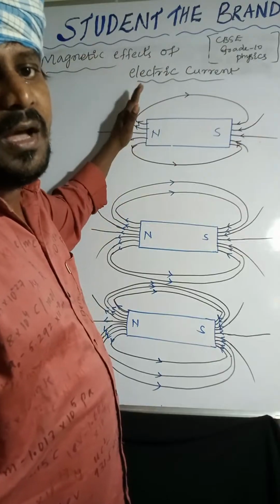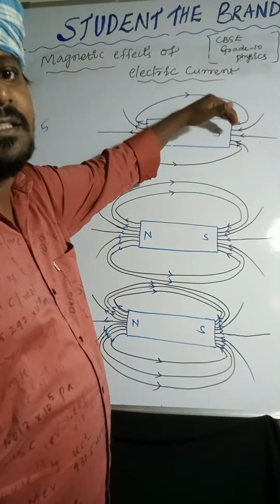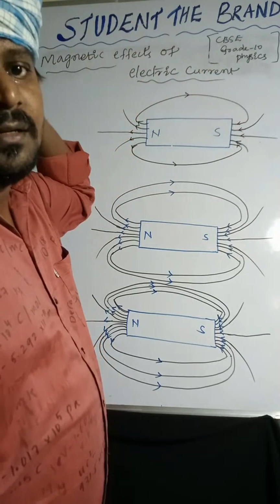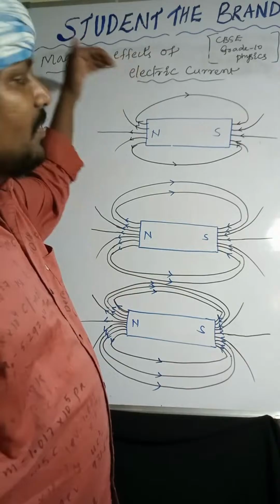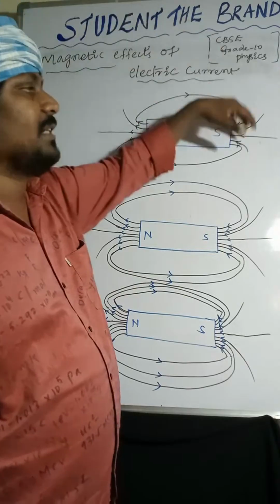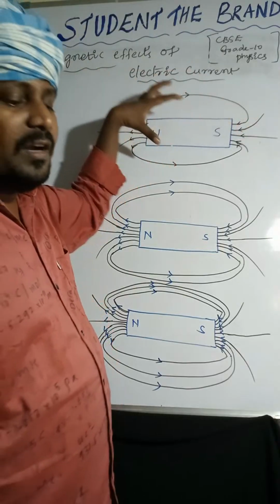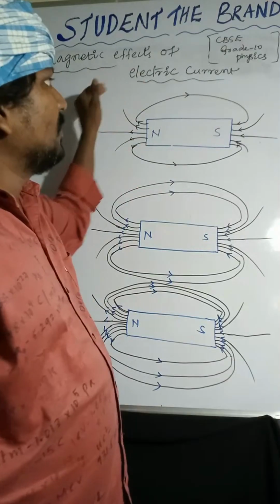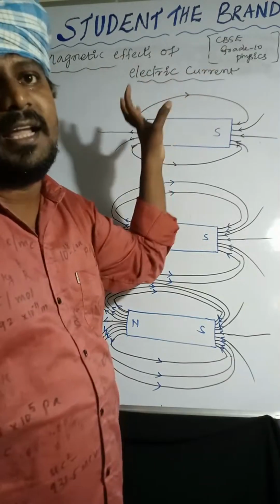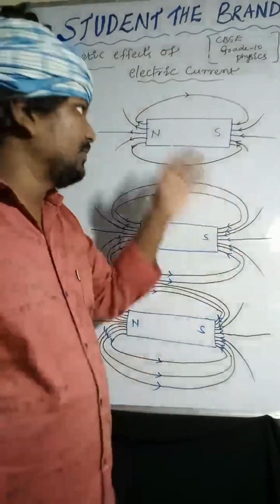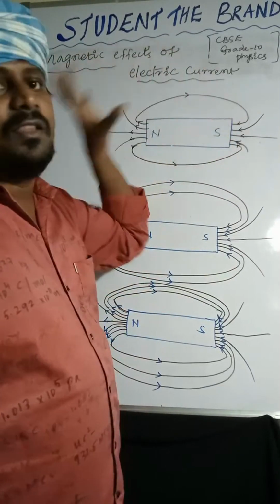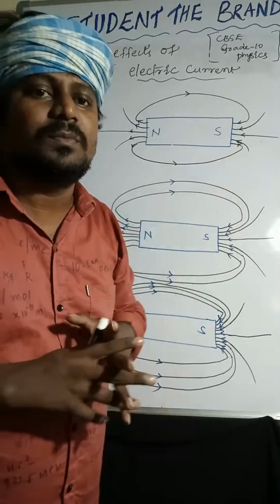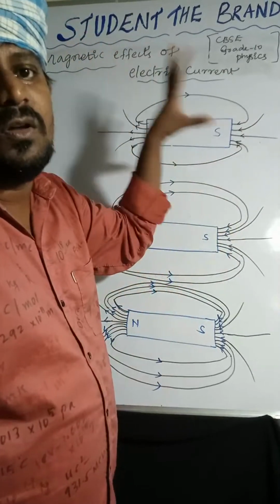It emerges out from the North Pole and merges at the South Pole. The magnetic field will be around the magnet, here in the form of field lines. The field lines will start from north and merge at the South Pole. These field lines are closed loops.